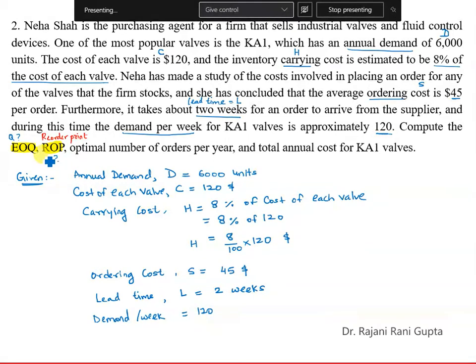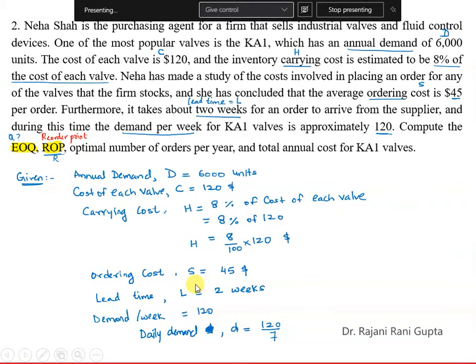Now we know that we have to calculate the reorder point. So to calculate the reorder point, we need daily demand. If we know the demand per week, are we able to calculate daily demand? In a week we have 7 days, and demand in 7 days is 120. How much will be the daily demand, which we denote by small d? It is the weekly demand divided by the number of days in a week. So this is the information given to us.